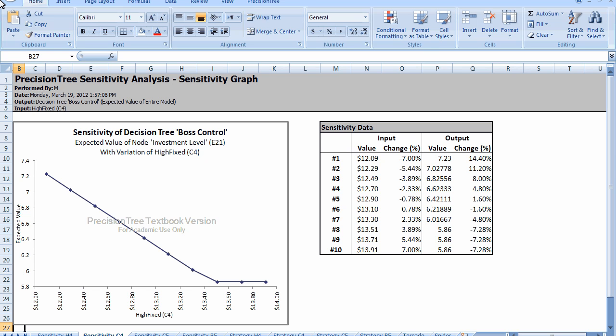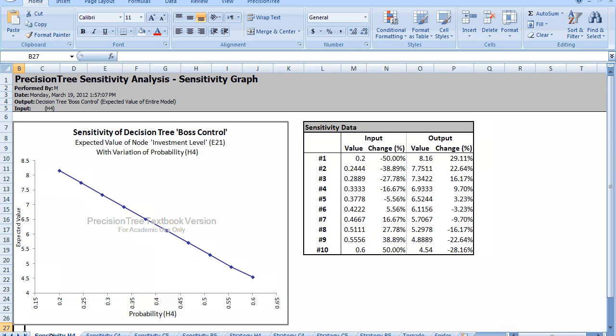When you get to point number 7, the expected value is 6.0167, which is minus 4.8% below the original expected value of 6.32 million. At the 8th point, it drops to 5.86, which is minus 7.28% of the original expected value, and it stays that way because the optimum solution has changed, so that when the investment cost goes to 13.51 million and above, it has no further impact on the expected value because it's no longer on the optimum path.